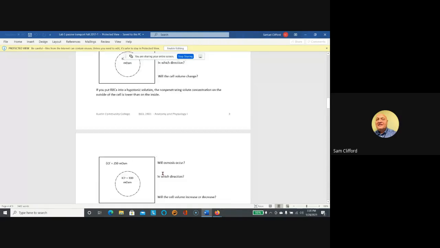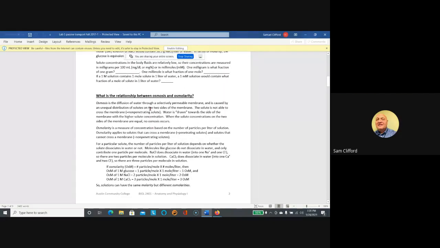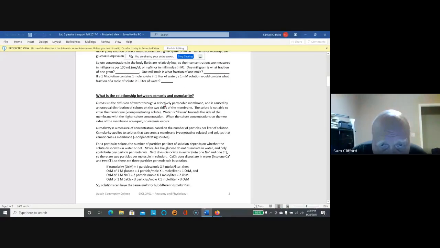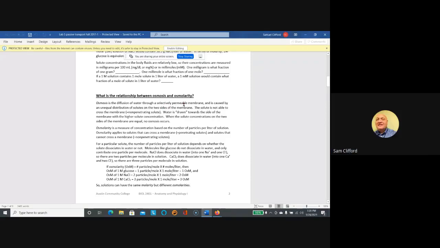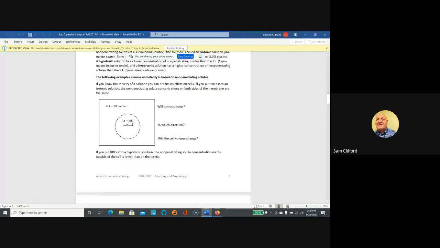Okay, so let's go back to what osmosis is. Osmosis is the movement of water through a selectively permeable membrane, and it's caused by the unequal distribution of the amount of water on one side and the amount of non-penetrating solute. So water is drawn toward the side of the membrane with higher solute concentration. So what does that mean? Right here, since the concentrations are equal, water will move in and out at the same rate.